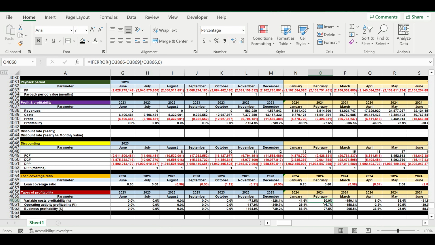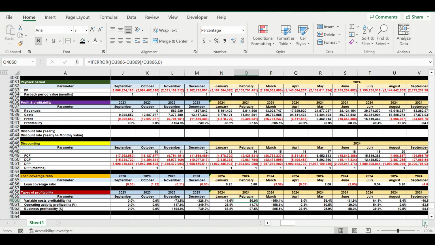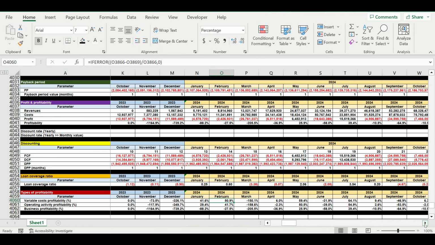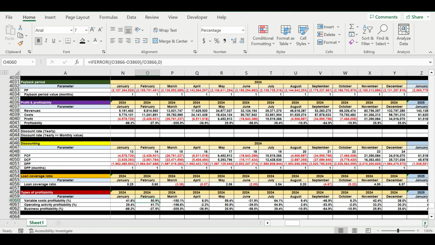So what does this mean? For example, let's look at December 24. If this number drops just a little bit from this number to this number, and the difference is very small, tiny, this means that you have a small amount of overhead expenses, and that's okay.